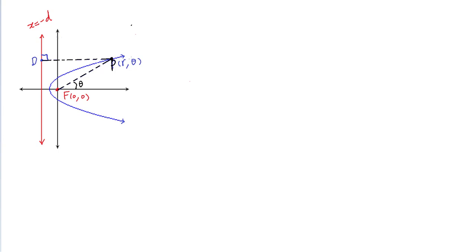For all of these polar equations, one common thing is that they all have the focus at the origin. An ellipse has two foci, so one of the foci will be the origin, and the other focus we will find. A parabola has only one focus, and that focus will be at the origin. A hyperbola has two foci, and one of them will be at the origin. All conic sections have a directrix. This one is the directrix.